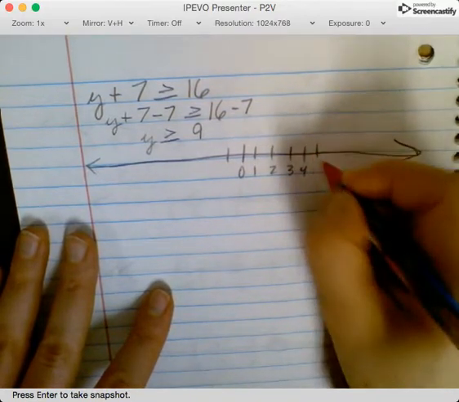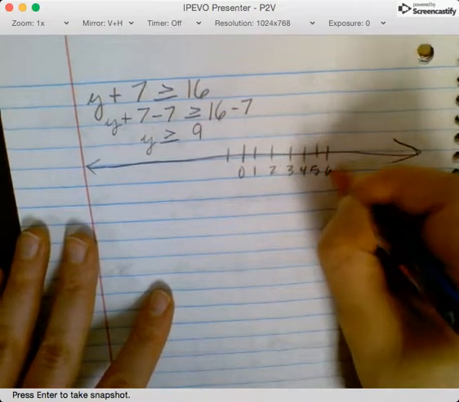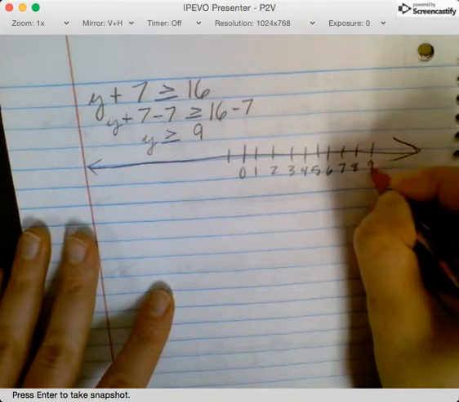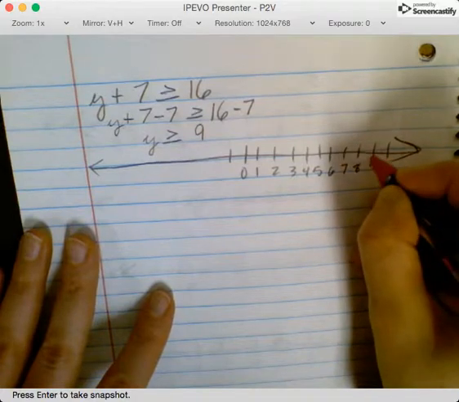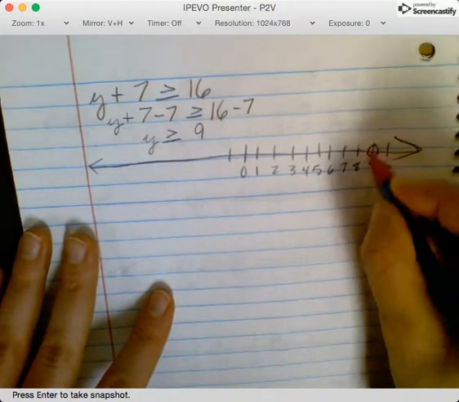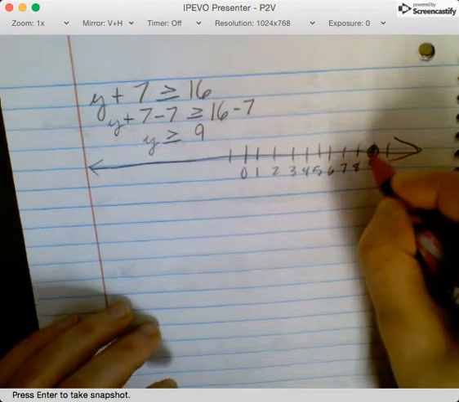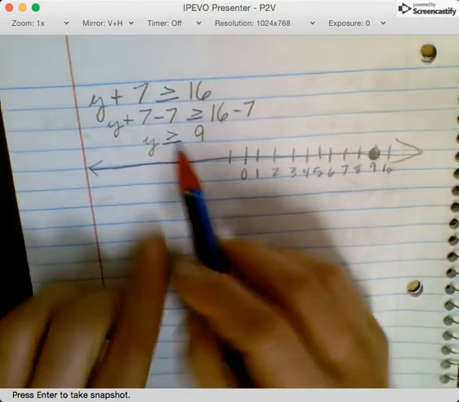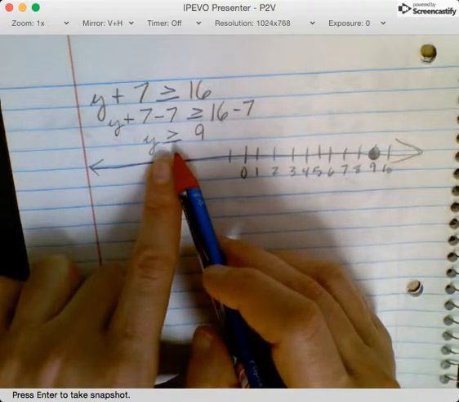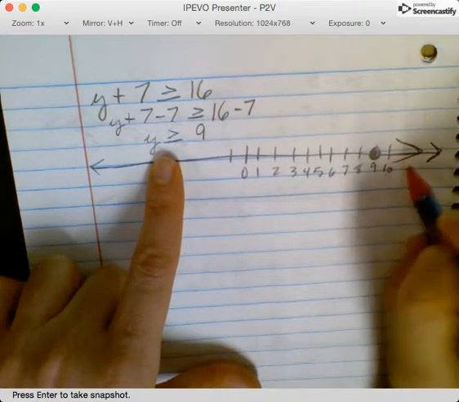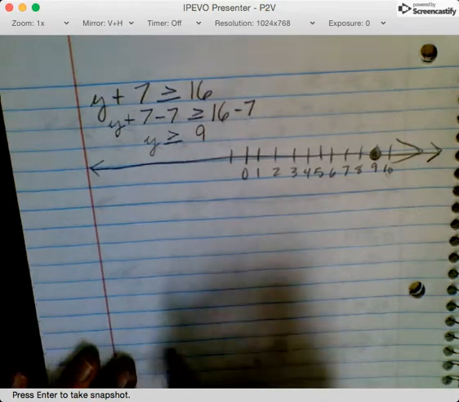So I'm going to draw my right side here a little bit more. And my circle is going to be at 9. It's got a line under it, so that means it could be equal to, which means I would fill it in. And then my y is greater, that means I'm going to go to the right because my y could be 10, it could be 11, and so on.